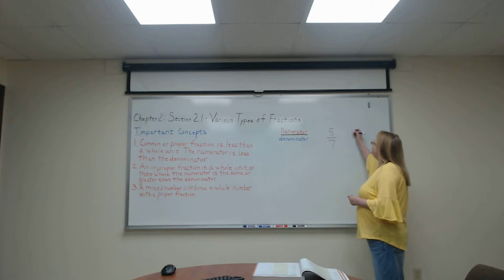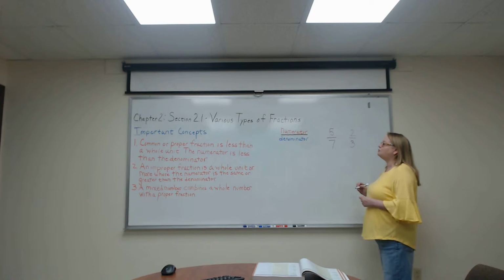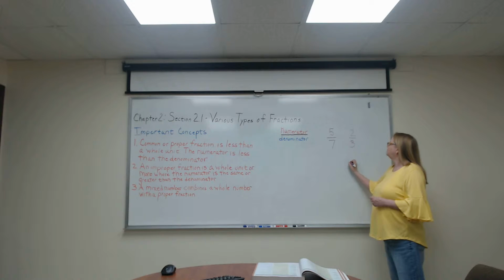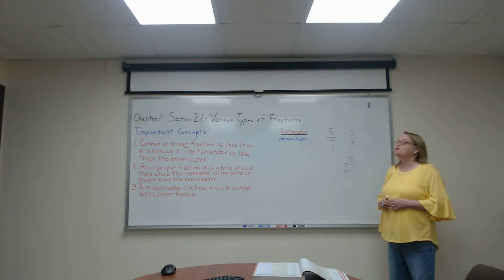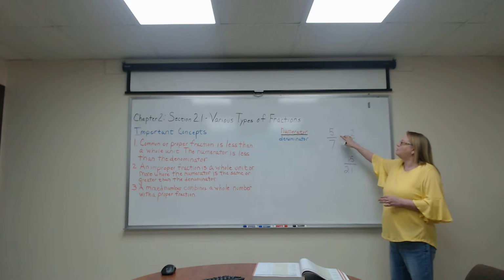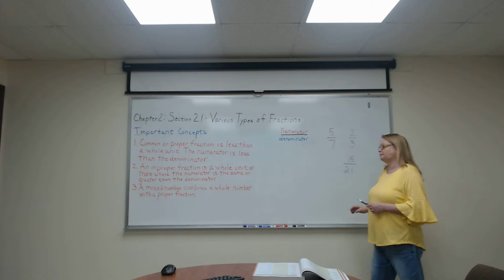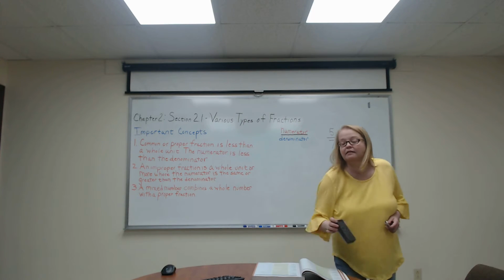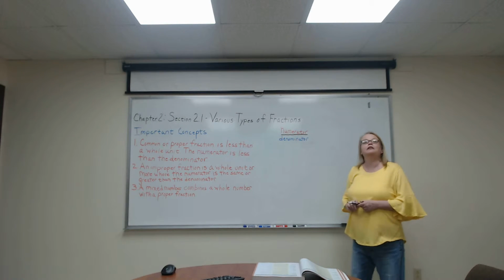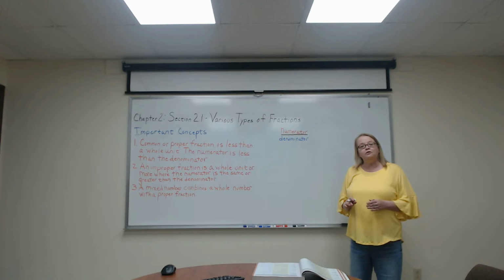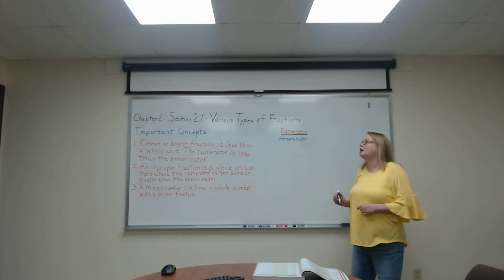Other examples would be 2/3, 15/21. Notice in all of these, the numerator is smaller than the denominator. So then our next important term is what we call an improper fraction. An improper fraction is a fraction where the numerator is the same as or higher than the denominator.